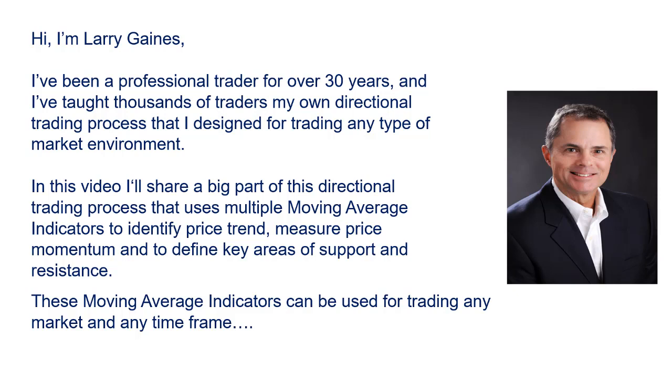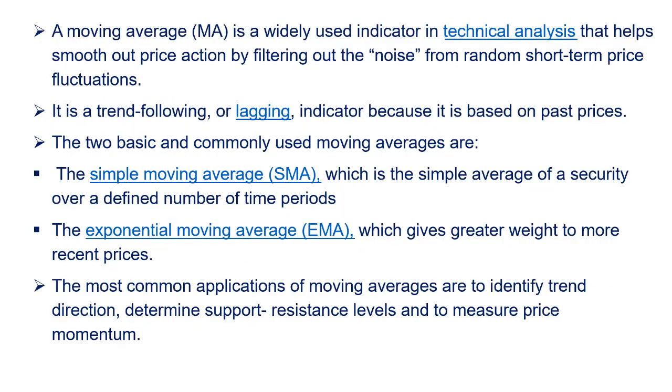Now, in this video, I want to share with you a big part of this directional trading process that uses multiple moving average indicators to identify price trend, measure price momentum, and define key areas of support and resistance. These moving average indicators can be used as a trading tool for any type of market and any time frame. A moving average is a widely used indicator in technical analysis that helps smooth out price action by filtering out a lot of the noise from random short-term price fluctuations.